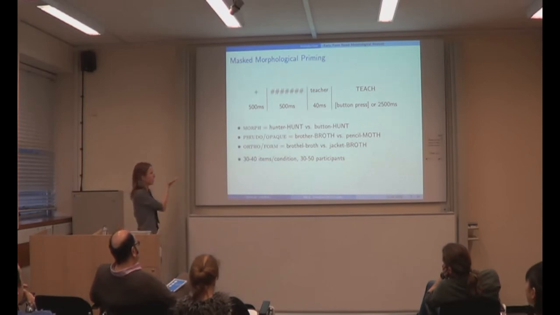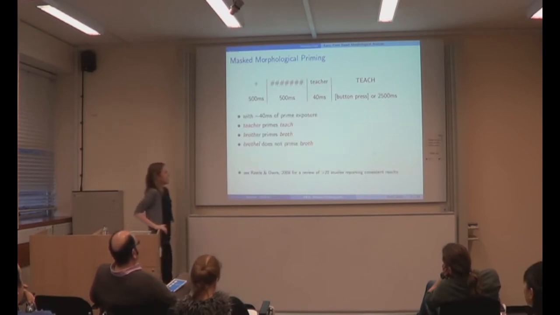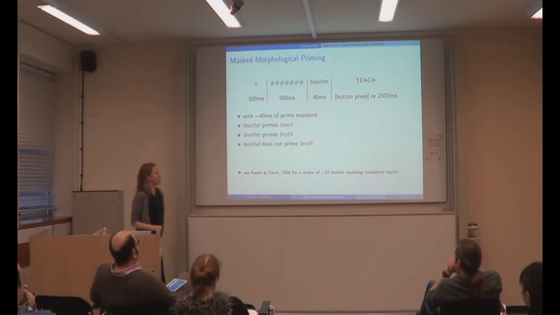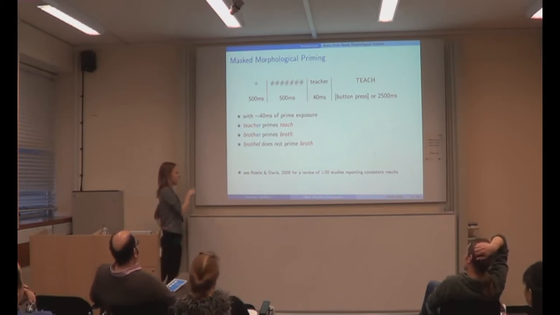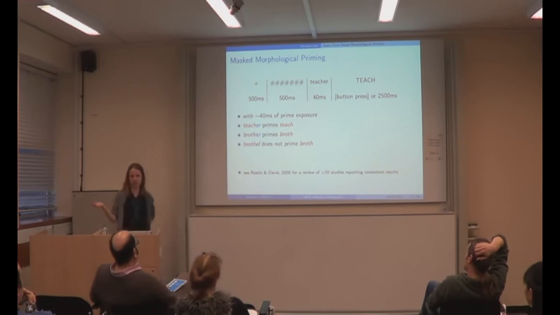And what's been found with this paradigm is that there is systematic priming. This should be in the next slide. Teacher primes teach. So 40 milliseconds of exposure to teacher makes you faster to decide that teach is a real word of English. 40 milliseconds of exposure to brother makes you faster to decide that broth is a real word of English, despite them having no real relationship at all. But 40 milliseconds of exposure to brothel doesn't facilitate or prime broth in any way.